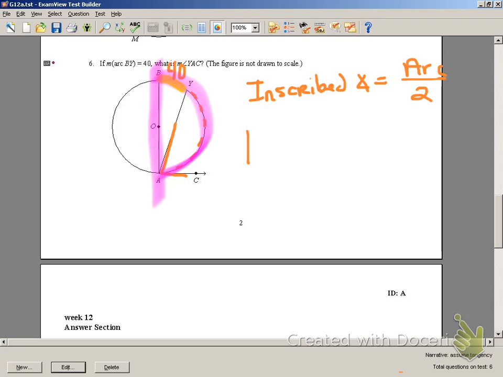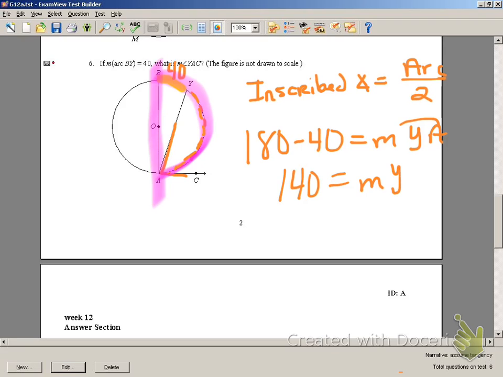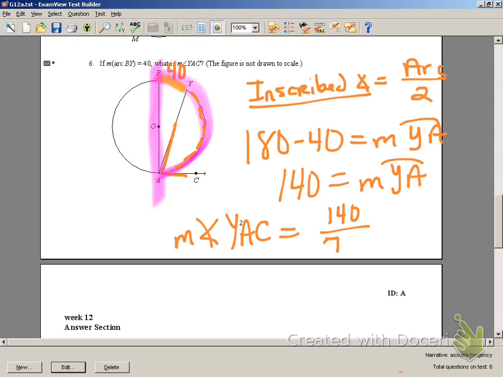So how do we find this? 180 minus 40 tells me the measure of arc YA, which is that dashed arc in here that we were looking at. So that means it's 140. And what do we say? If the inscribed angle equals the measure of the arc divided by 2, therefore the measure of angle YAC would equal 1/2 of 140. So the measure of the angle is 70 degrees.